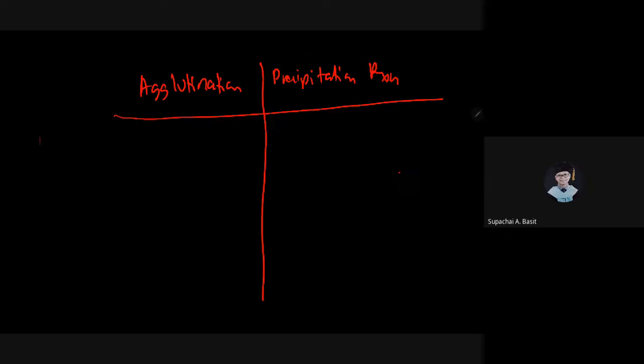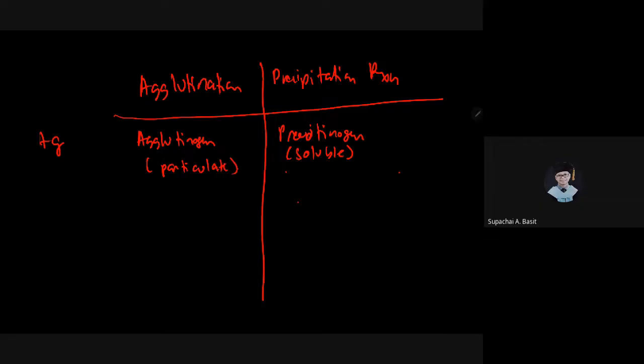Okay, so the antigen here is called agglutinogen, and the antigen here is called precipitinogen. And precipitinogen is said to be soluble, and agglutinogen is said to be particulate. So the antibody here is called agglutinin, and here in precipitation reaction, it is known as precipitin.